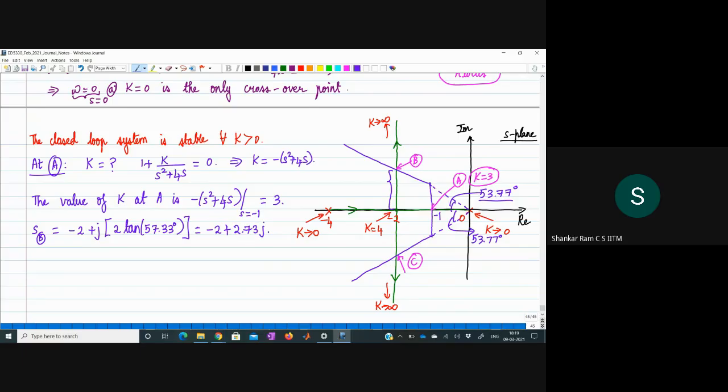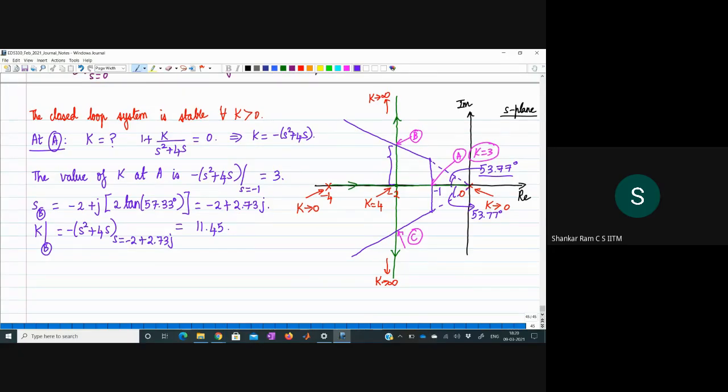All right. If we now want to find k at point B, we have to essentially figure out minus s squared plus 4s at s equals minus 2 plus 2.73 j. This I leave to you as an exercise to do. If you do this, you will get the answer as 11.4.